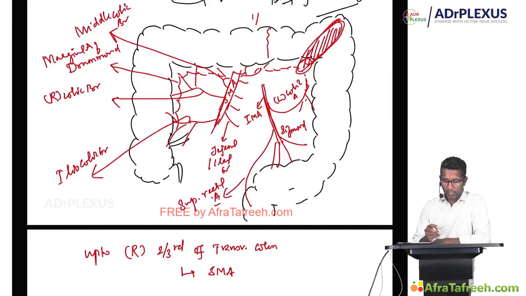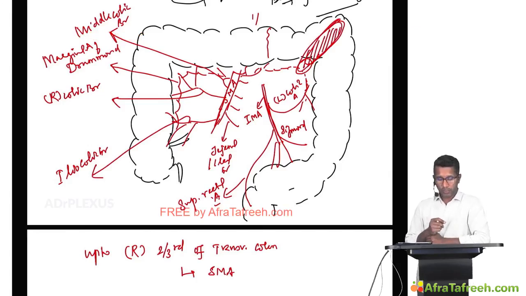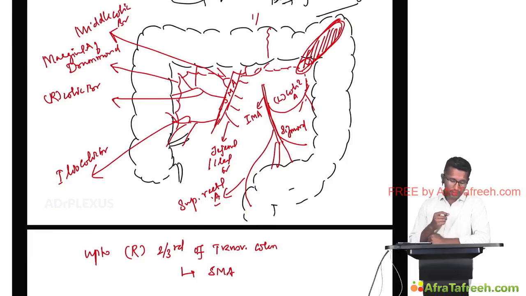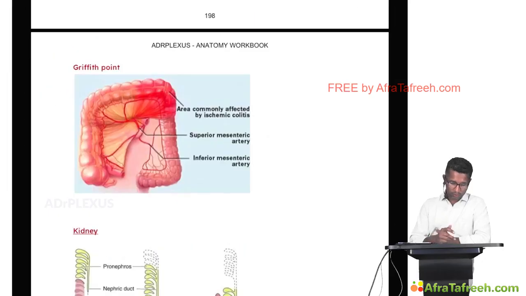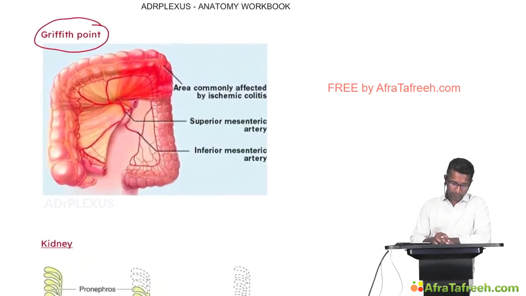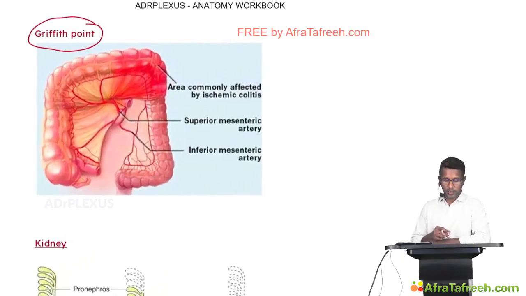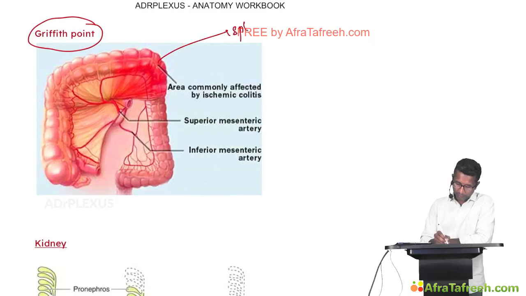If there are any ischemic changes due to reduced blood flow, either through the superior mesenteric artery or the inferior mesenteric artery, the splenic flexure is one area which can commonly get affected, and that point is called Griffith point. This is what they have given in your workbook. Griffith point is seen at the splenic flexure.